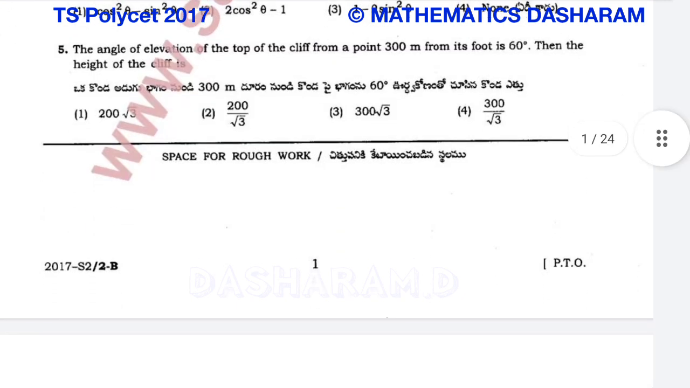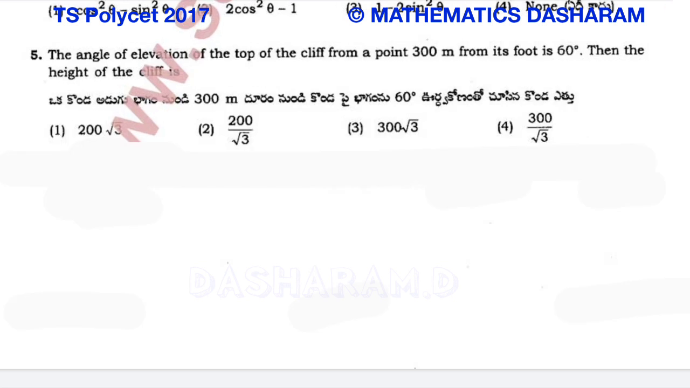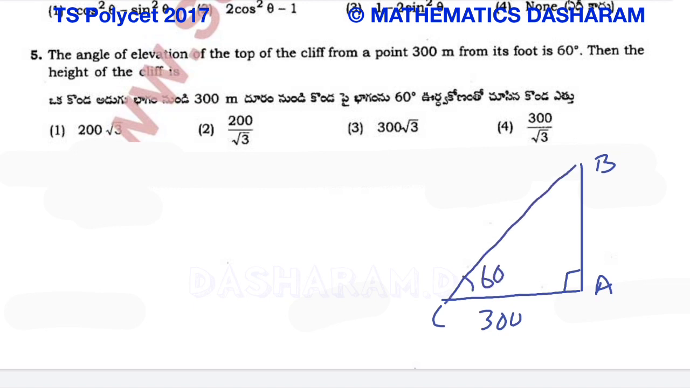Next, fifth question. The angle of elevation of the top of a cliff from a point 300 meters from its foot is 60 degrees. Then the height of the cliff is? Let us draw a cliff diagram. Here AB is the height of the cliff. A point 300 meters from its foot, so let's take a point C which is 300 meters away from the foot of the cliff, and here is 90 degrees. The angle of elevation is 60 degrees. Then the height of the cliff is how much?